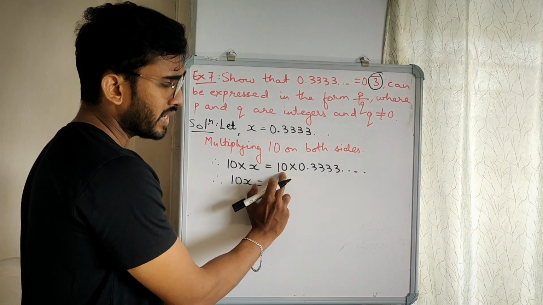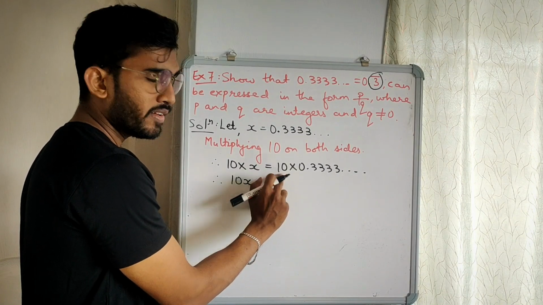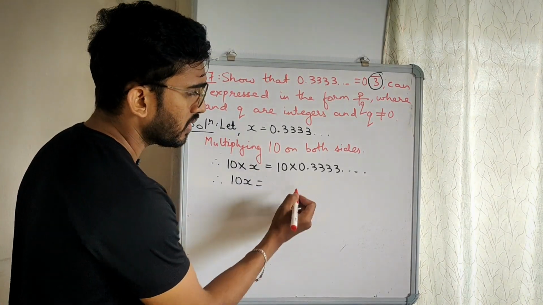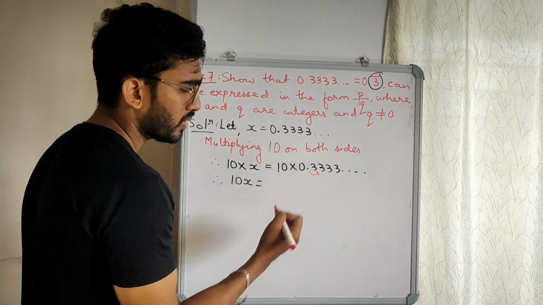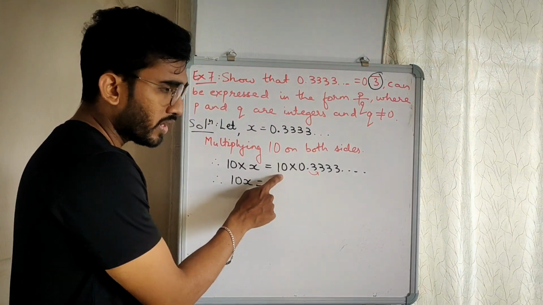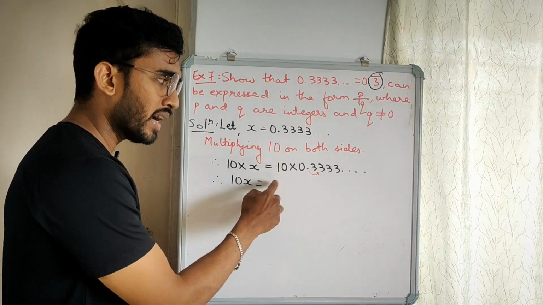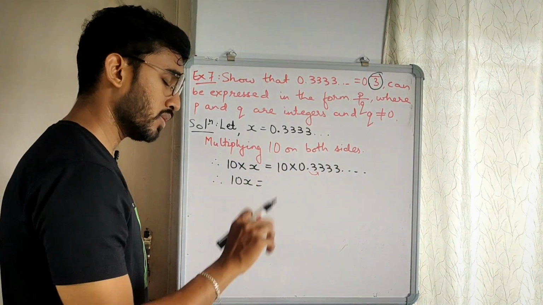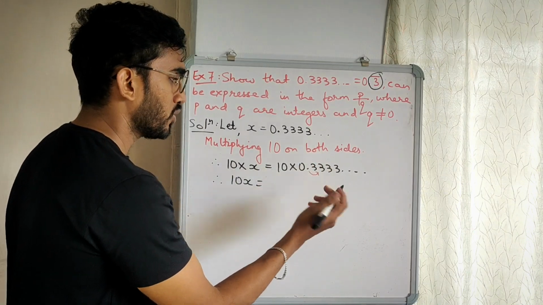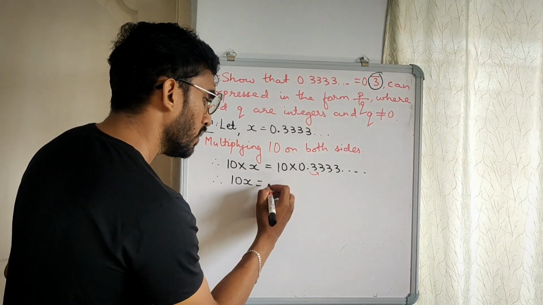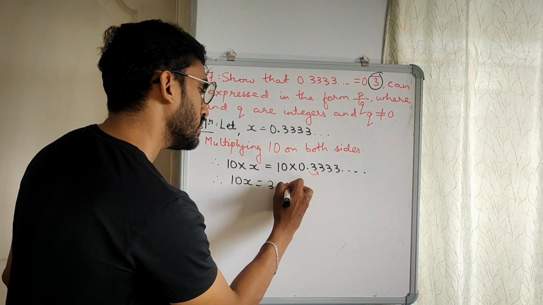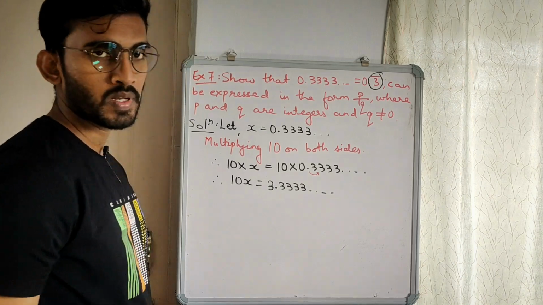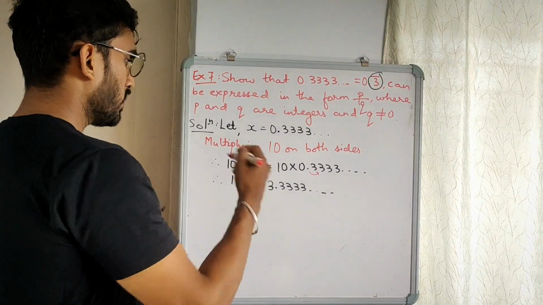You have to see how many zeros are there in 10: there is one zero. So you just have to move the decimal one place to the right. You have to see how many zeros are there in the number you are multiplying, and that many times you move the point to the right. As there is only one zero in 10, you move the point one place to the right. So the number will change to 3.3333 and so on. This is the multiplying step you have to remember.